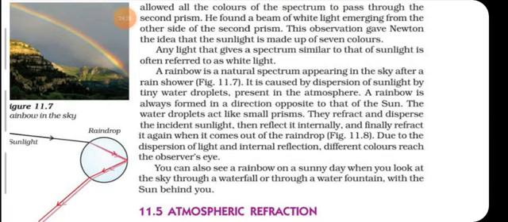You can also see a rainbow on a sunny day when you look at the sky through a waterfall or through a water fountain with the sun behind you. Fine students, I hope you are clear with this now. You can see a rainbow on a sunny day when you look at the sky through a waterfall or a water fountain when the sun is behind you.